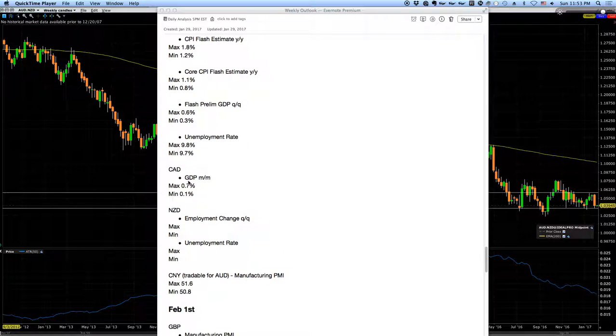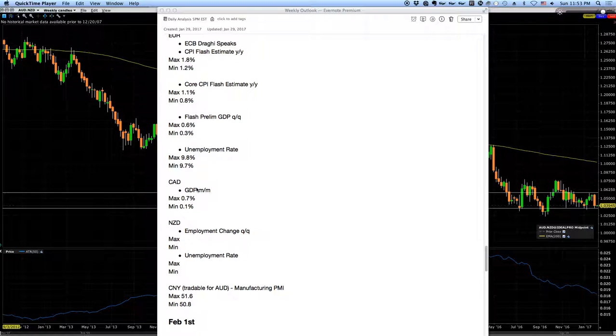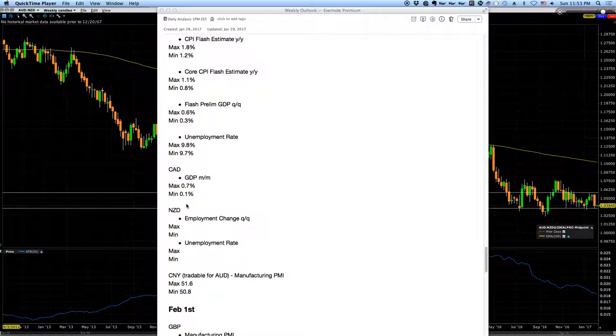And in the New York session, we will have the Canadian GDP data, which again will be a good thing to trade if it's outside deviation. Finally, at the end of the New York session, we have New Zealand employment change and unemployment rate. This will also be good data to trade. I don't have the maximum and minimum number for now because it's probably not out yet, but I will update it on this sheet whenever I have it.